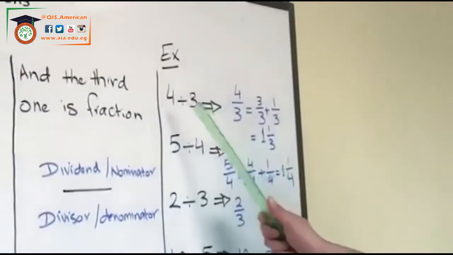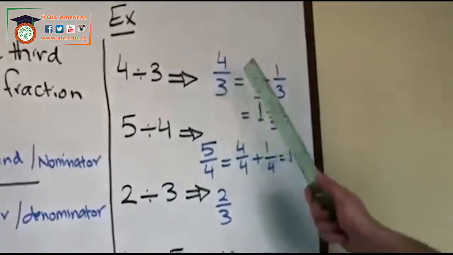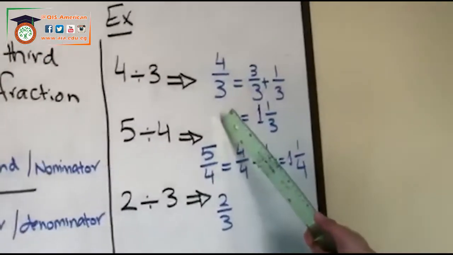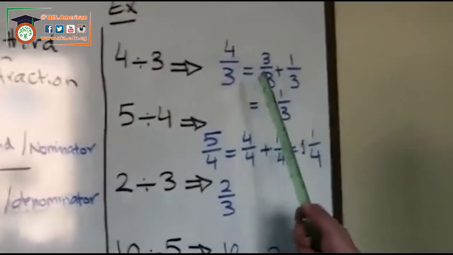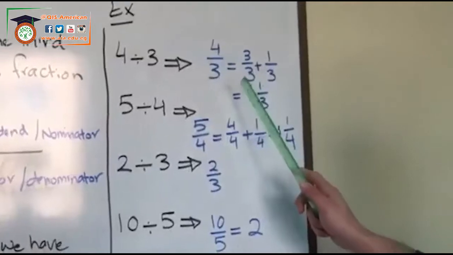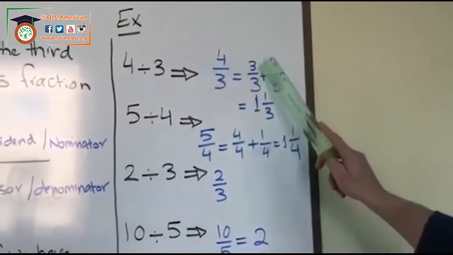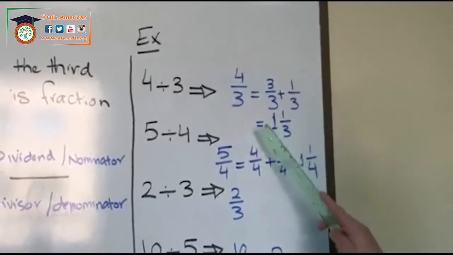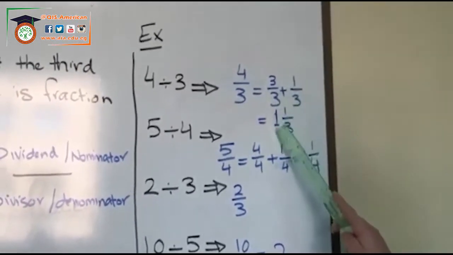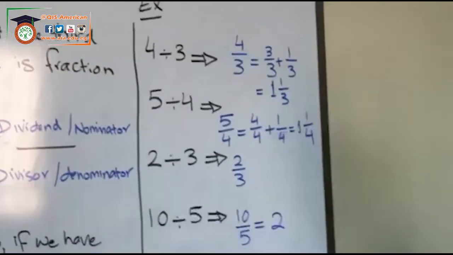For example, if we have 4 divided by 3, I can turn it into 4 over 3. Since this is an improper fraction, I'm going to have to turn it into a mixed number. If I take 1 out of this 4, I have 3 over 3 and the 1 over 3 by itself. 3 over 3 is 1 and the 1 over 3 stays as it is. So this is our mixed number.